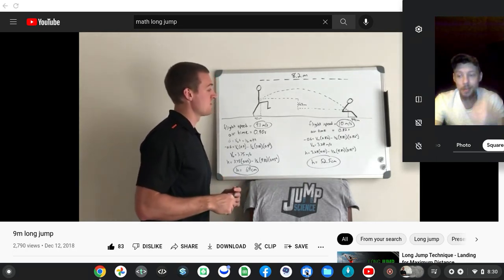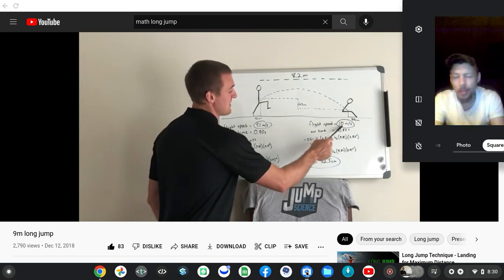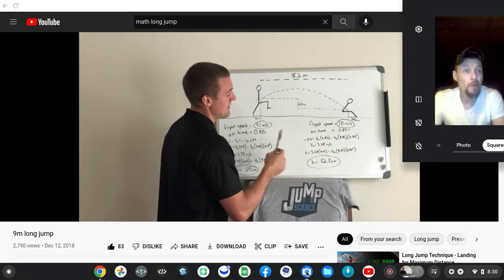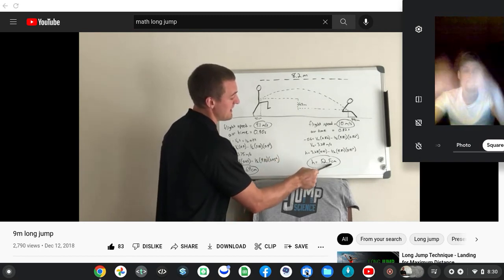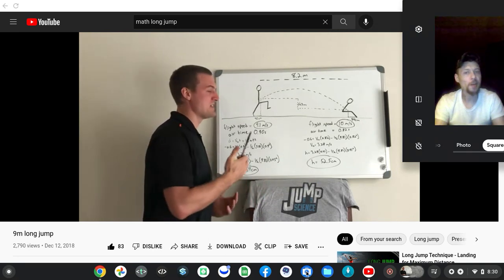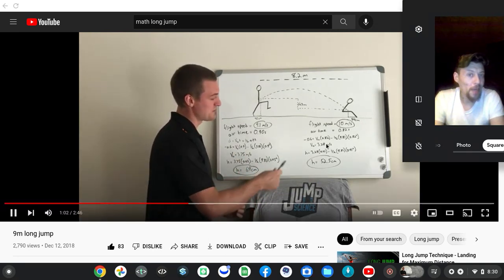Another example would be a very high flight speed, 10 meters per second. That's going to require 0.82 seconds in the air, and again, you might not be able to recreate that, because there's just a 52.5 centimeter vertical jump. So at first glance, these rough numbers might seem kind of doable, right? Because these vertical jumps are not super high.